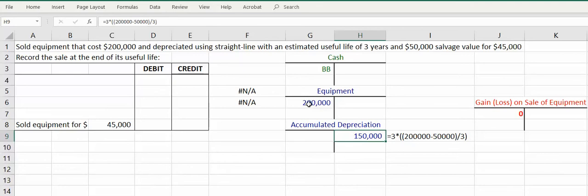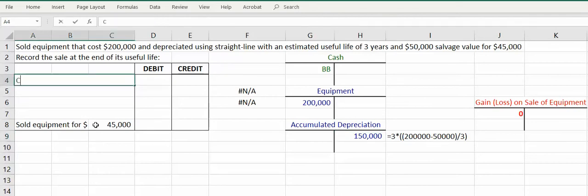So the net book value you can see is 50,000, the cost minus your accumulated depreciation. And by design, that's what it was intended to have as its salvage value at the end of the 3rd year. But now what's happening is we're selling it for 45,000.